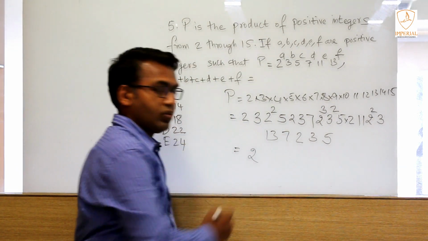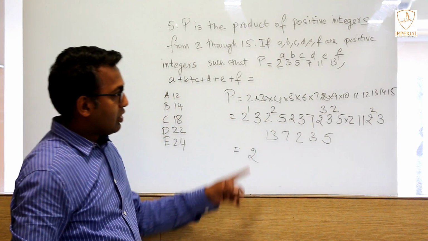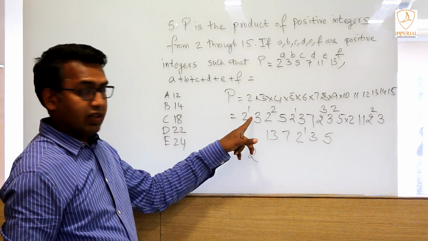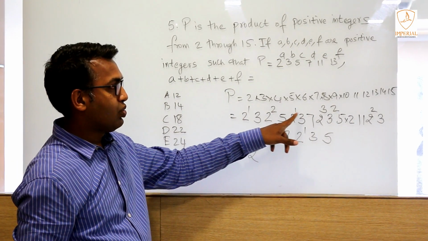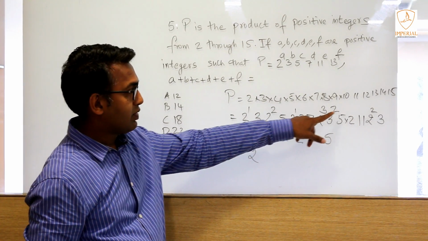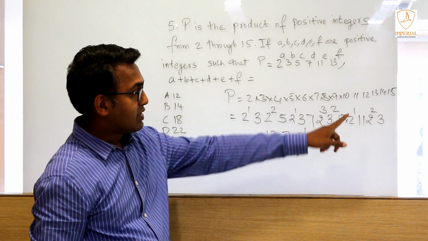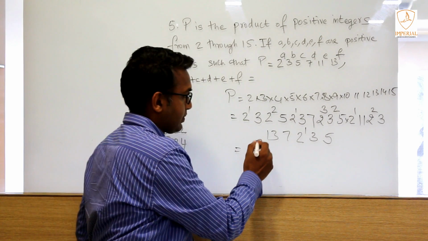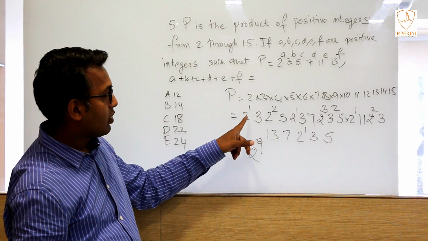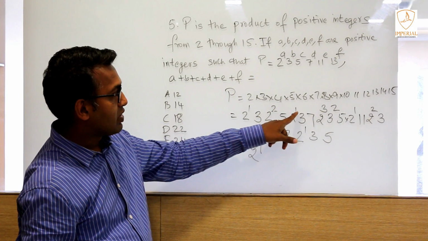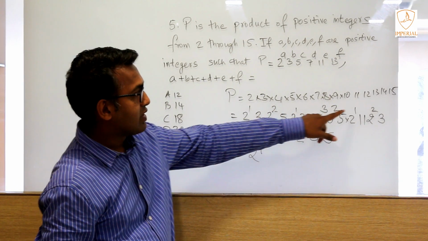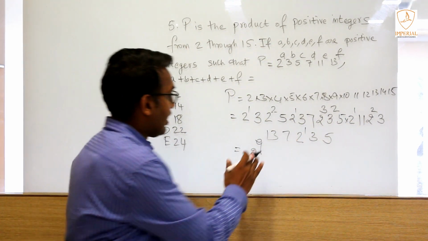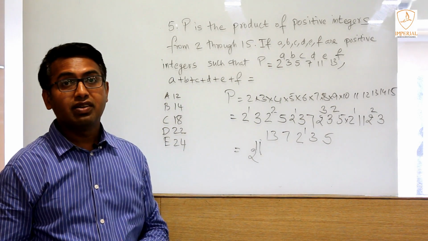So 2, here you have a power 1, right? So let's count all the 2's. Here you have 1, here you have 1, so 1 plus 1 is 2, 2 plus 3 is 5, 5 plus 1 is 6, 6 plus 2 is 8, 8 plus 1 is 9. I hope I have counted all. Let's check again. 1 plus 2 is 3, 3 plus 1 is 4, 4 plus 3 is 7, 7 plus 1 is 8, 8 plus 2 is 10 and 10 plus 1 is 11. I missed somewhere earlier, so it's 2 power 11.